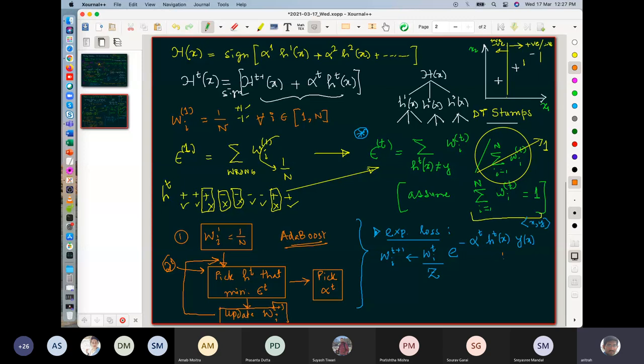First of all, try to look at these two terms. When it is correct, either this will say +1 and my hypothesis will also say +1, so the sign will be plus. Or my hypothesis says -1 and the actual data also has label -1, so the sign will be plus. So for the correct case, the sign is always positive. Similarly, for the wrong case, your sign will always be negative. Agreed?